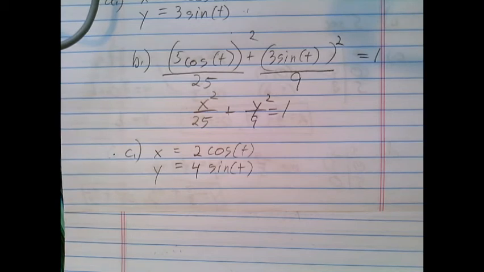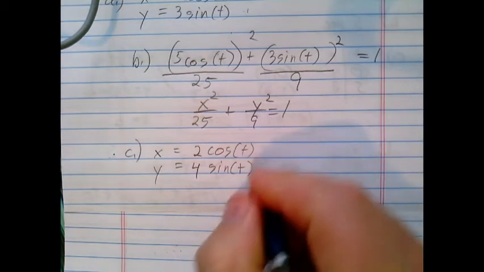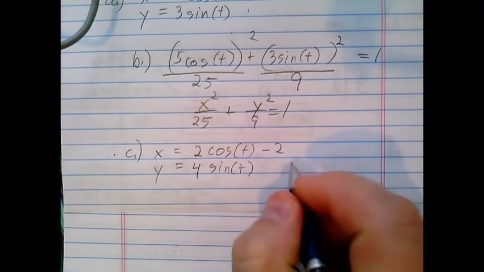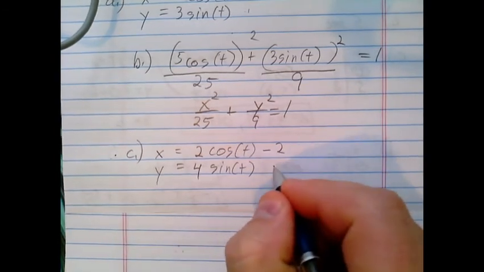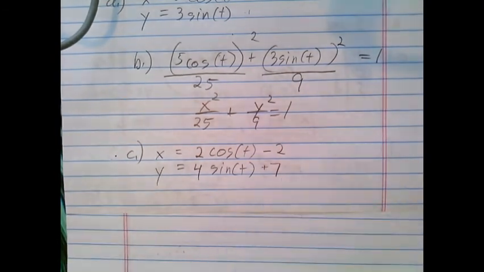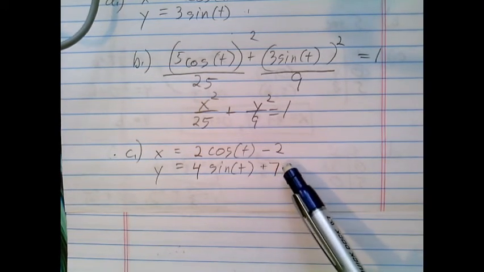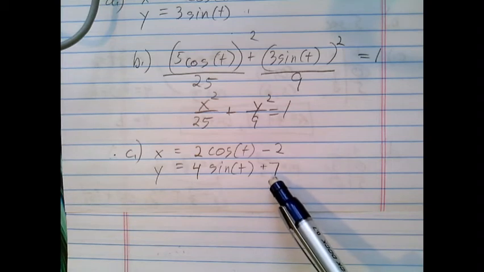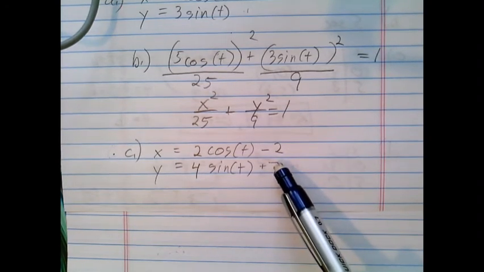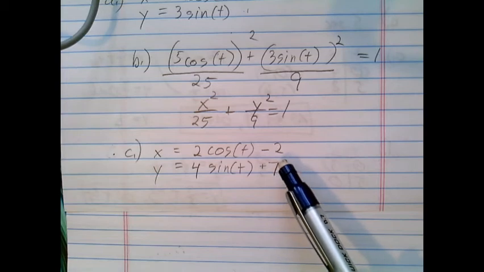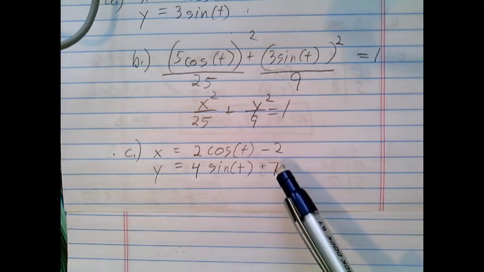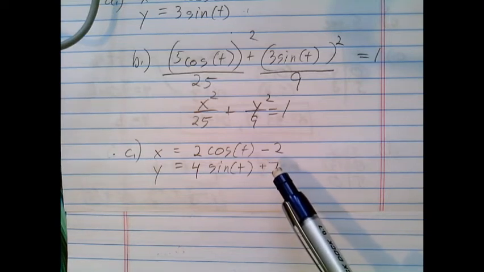Now, our center was at -2, 7, so I'll put a -2 at the end of the x equation, subtract 2, and plus 7 at the end of the y equation. This is one of my favorite things about parametric equations. When you add and subtract to get shifts, they're not backwards like they are with standard equations. That's something that, you get used to it, but it kind of messes with you in standard equations. Okay, you want to shift to the right, you got to add. You want to shift to the left, you got to subtract.